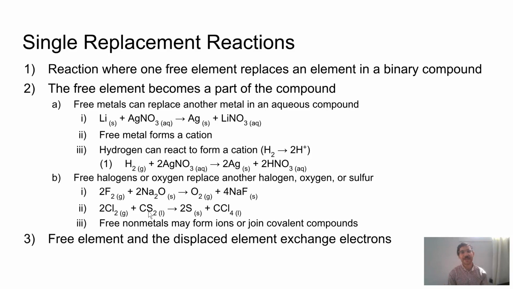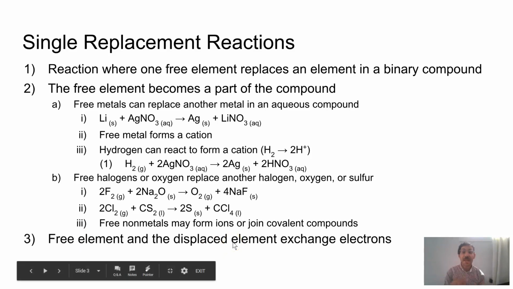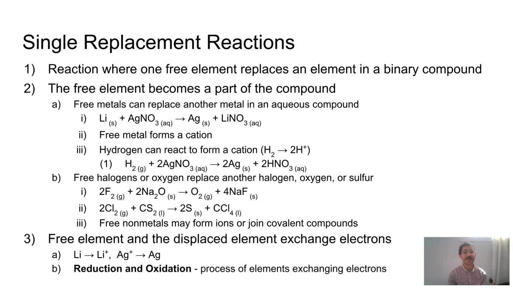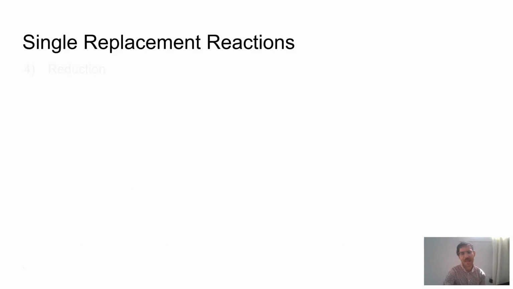So what's really interesting in these single replacement reactions is that our free element and the element that it's displacing exchange electrons. If we look at that first example with lithium and silver, lithium loses an electron, sorry, lithium forms a lithium ion, Li+, where silver starts off as an ion, Ag+, and then is, at the end of the reaction, a neutral free element, just silver. And so this process of exchanging electrons we call reduction and oxidation. We'll talk a little bit about that more, I think right about now.